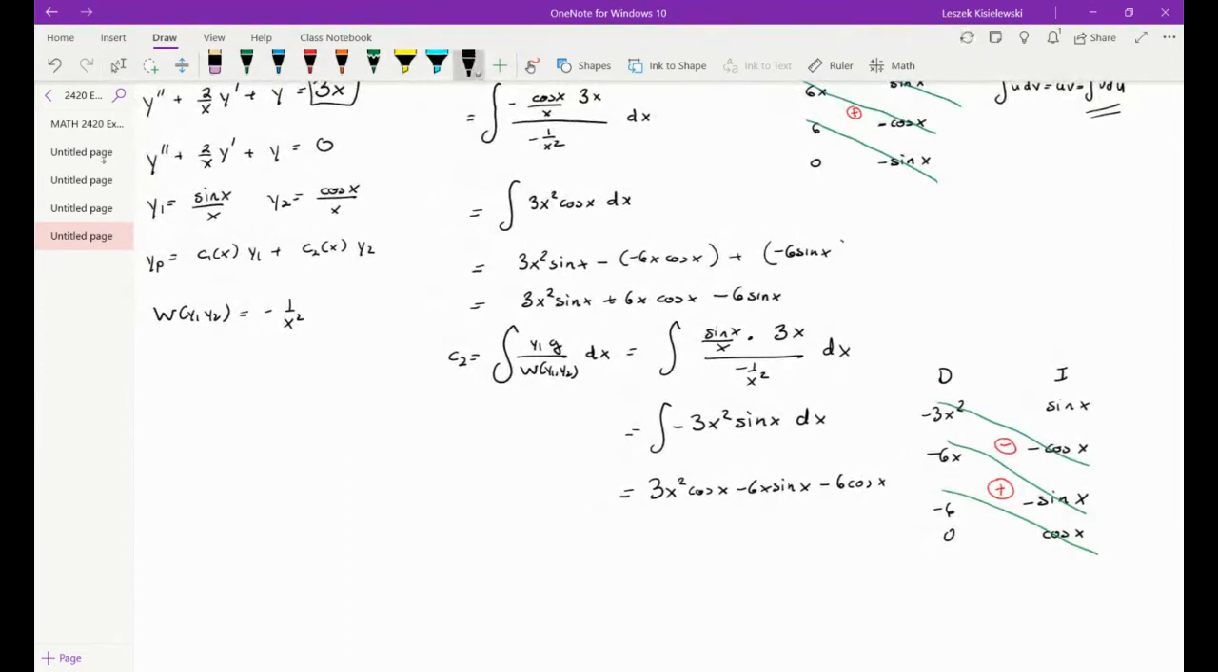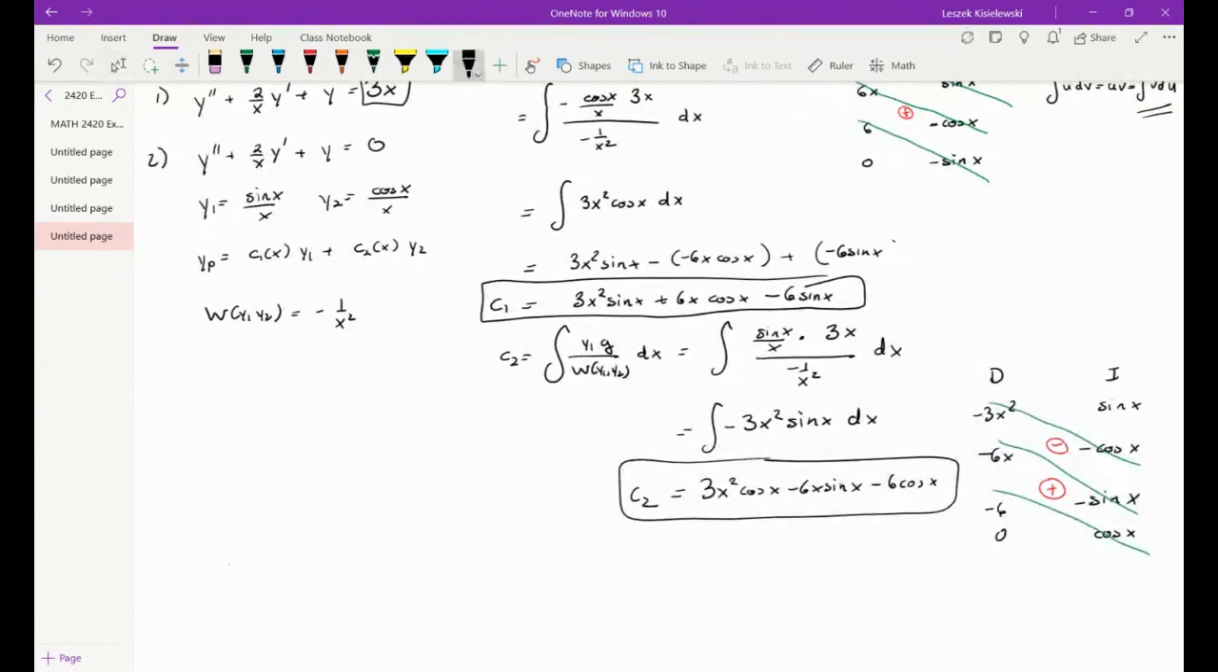Okay, so great. We have C1 and C2. Geez, all we have to do now is multiply with y1 and y2. All right. So c1 gets multiplied by y1. And then plus, and then c2 gets multiplied by cosine x over x.